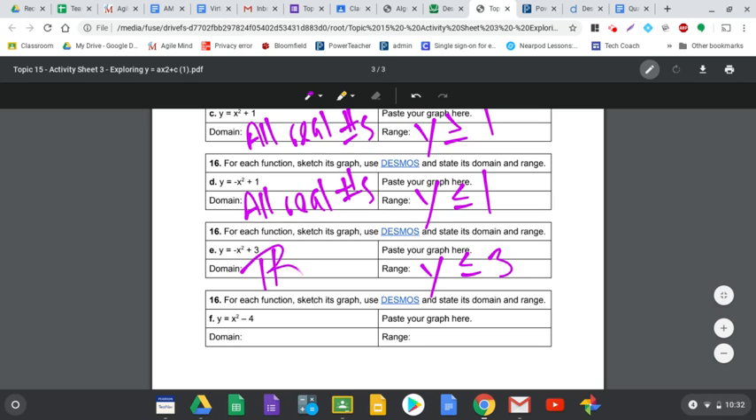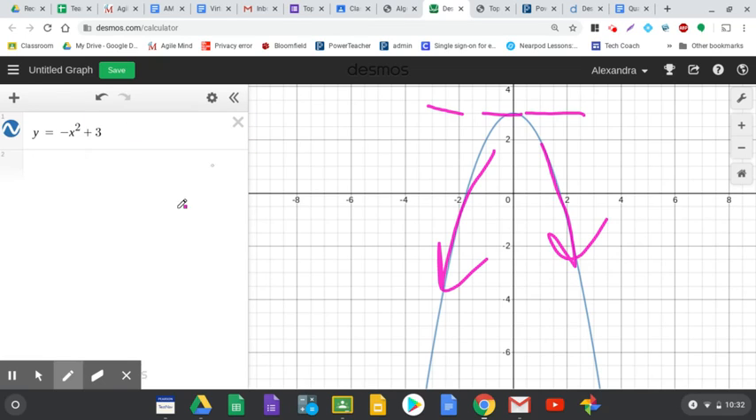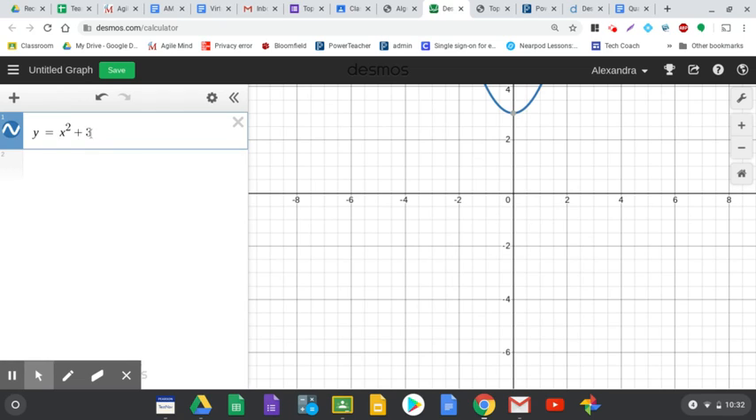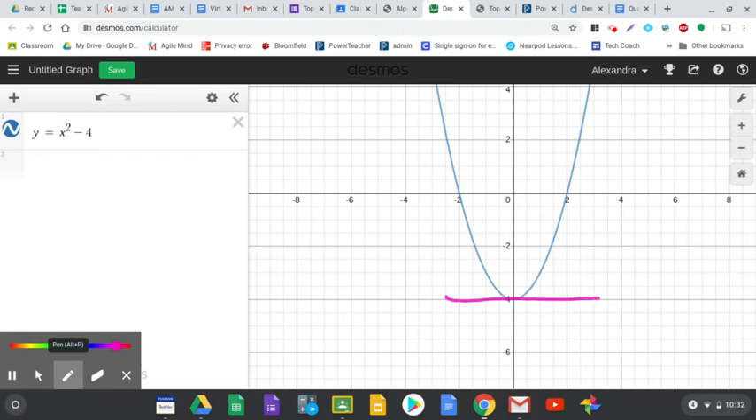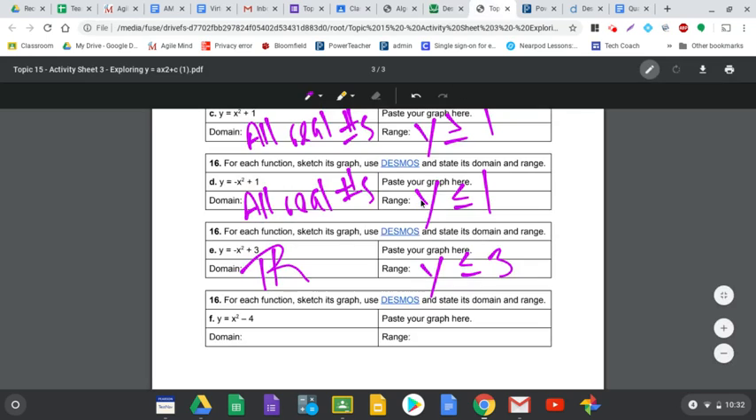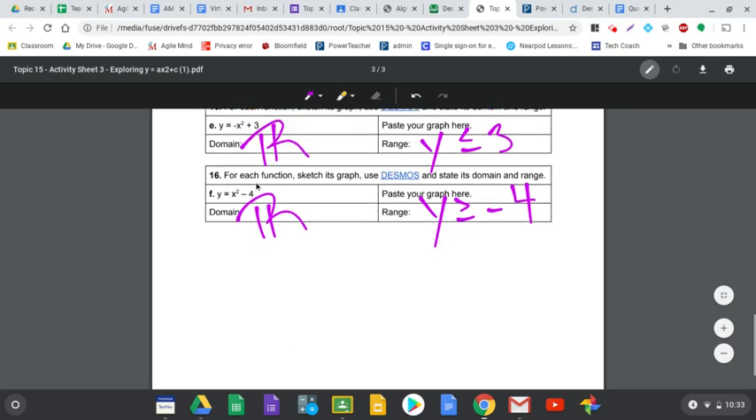And again, if you want to use that fancy symbol, the R with the 2 lines, that means all real numbers. Talked about that a little while ago, but it kind of just makes our lives a little bit easier. All right, and then this last one, x squared minus 4. My vertex is down here at -4, but everything is above that point because it's a minimum. So my range needs to be y is greater than or equal to -4. And my domain is all real numbers, right?